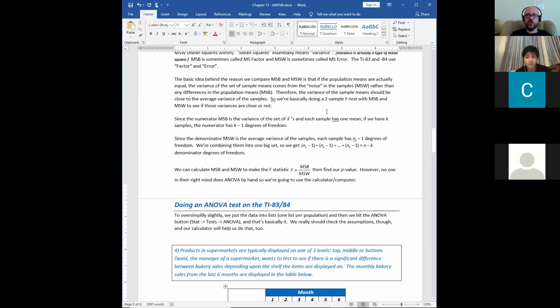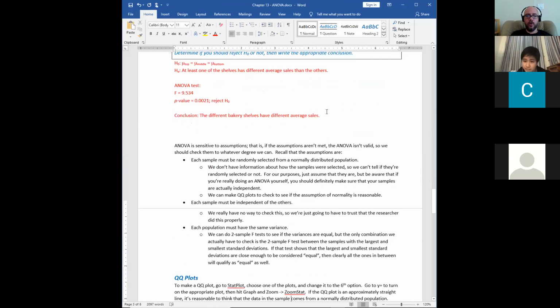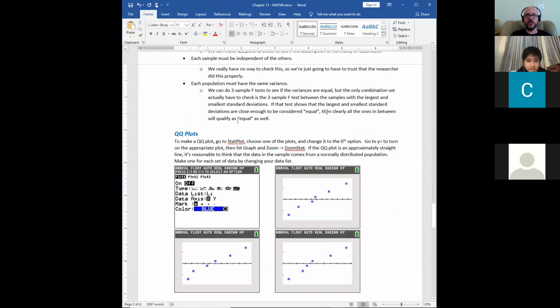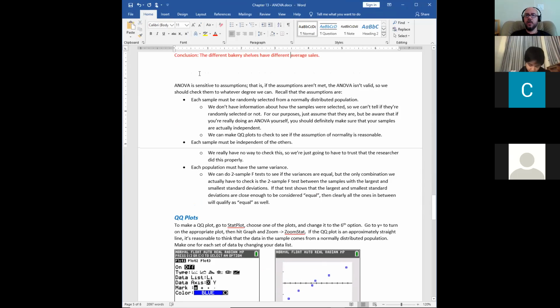So here's how we can check those. One of the things I do want to mention is that ANOVA is kind of sensitive to assumptions. If your assumptions aren't met, the ANOVA really isn't valid. It doesn't work very well. It doesn't necessarily give you correct probabilities, or you don't necessarily accept or reject the null hypothesis correctly unless the assumptions are met or very close to met. So here's what we got.